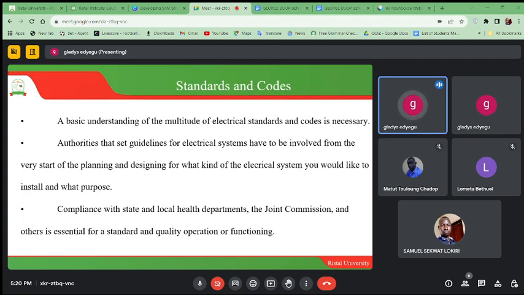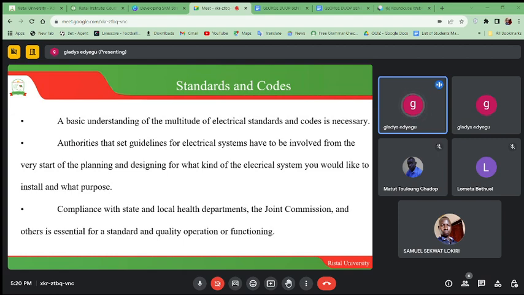Those are all utilities that we actually need in our working environment in the hospital, so that we can be able to provide adequate services for our clients. Compliance with the state and local health departments, the Joint Commission and others is actually essential for standard and quality operation or functioning. So we really need to comply with these different authorities, so that we can be able to provide standard and quality operating equipment or machines in our different facilities or hospitals.